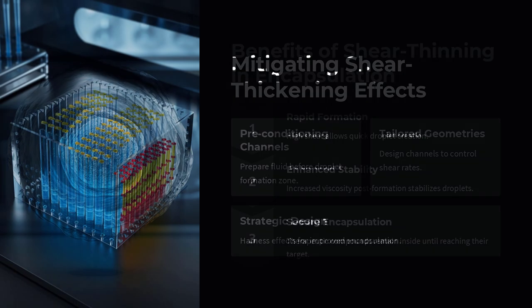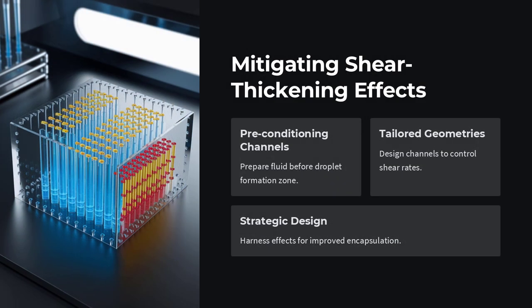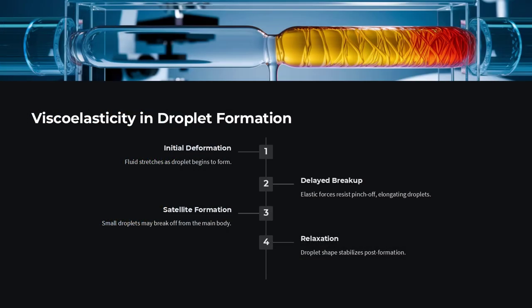Consider a polymer solution used in drug delivery. As it flows through a narrow microchannel, the high shear forces at the constriction cause its viscosity to drop, facilitating easier breakup of the fluid into droplets. Once the droplets are formed and enter regions of lower shear, the viscosity increases, helping to stabilize the droplet and maintain its integrity. One might ask, how does shear thinning benefit encapsulation efficiency? The answer is that it allows for a rapid formation of droplets under high shear, followed by enhanced stability when the fluid relaxes, thus ensuring that encapsulated agents, such as therapeutic compounds, remain securely inside until they reach their target.